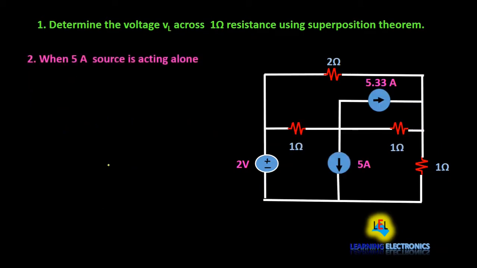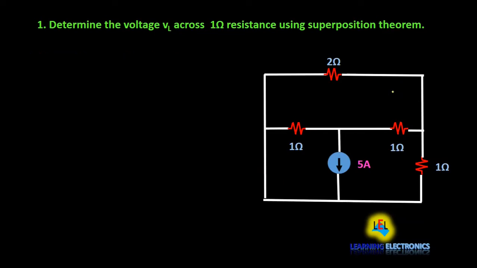In second case, we consider only 5 ampere current source and we deactivate other sources. 2 volt source is replaced by short circuit and 5.33 ampere current source is replaced by open circuit like this. Now let us assume the voltage across 1 ohm resistance is V2 when only 5 ampere current source is acting. So we have to keep in mind this polarity of the voltage.